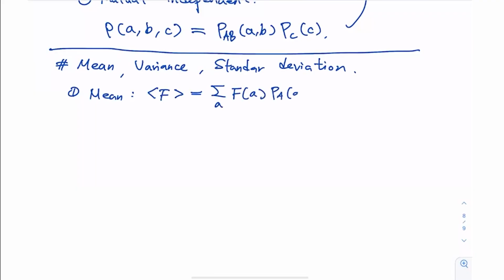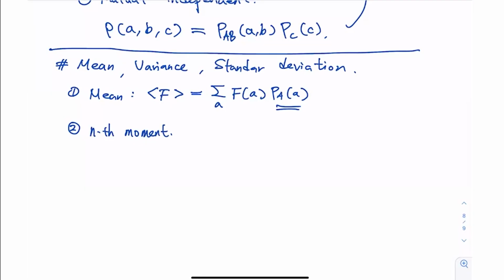Mean just means that we are doing a weighted sum according to the probability of a specific event. That's basically the definition of the mean value, or the expectation value. And the other important quantity is the nth moment.